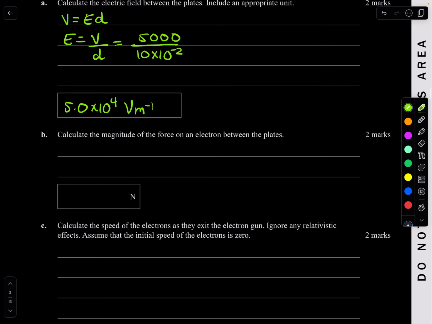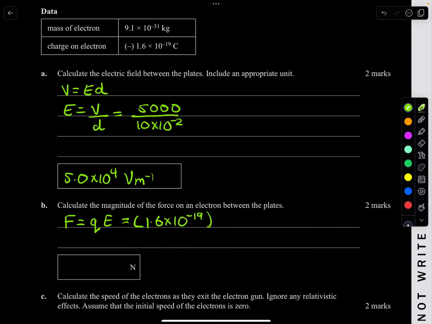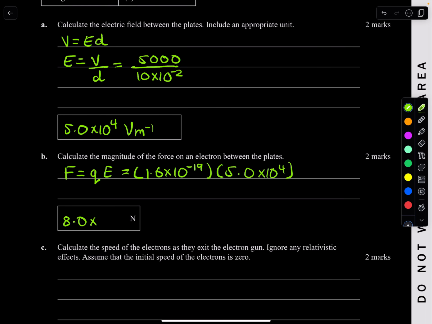Next question. Calculate the magnitude of the force on an electron between the plates. So what we want to calculate is the electric force, and force is equal to q times your electric field. What's our charge? It's an electron, which is 1.6 times 10 to the negative 19. Times your electric field, which we just calculated, 5.0 times 10 to the power of 4. That gives me, to two significant figures, 8.0 times 10 to the power of negative 15.